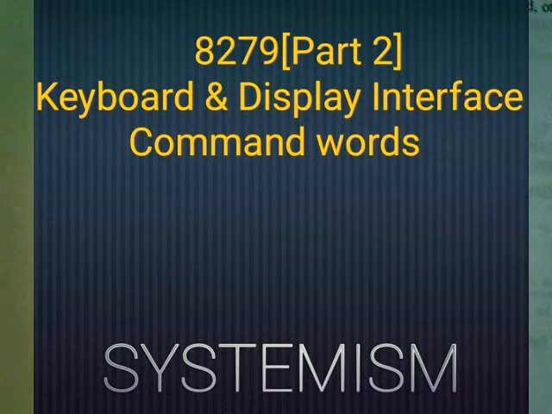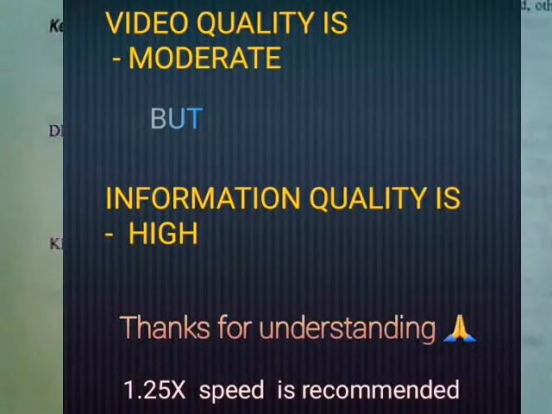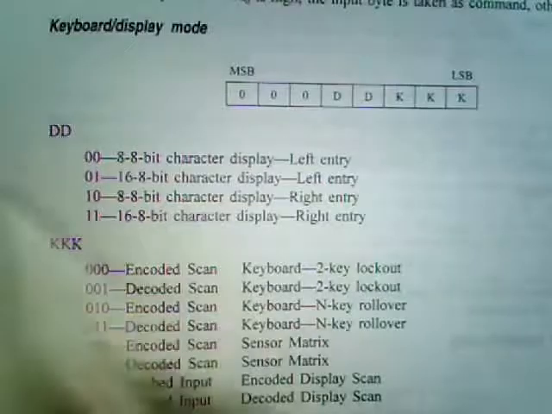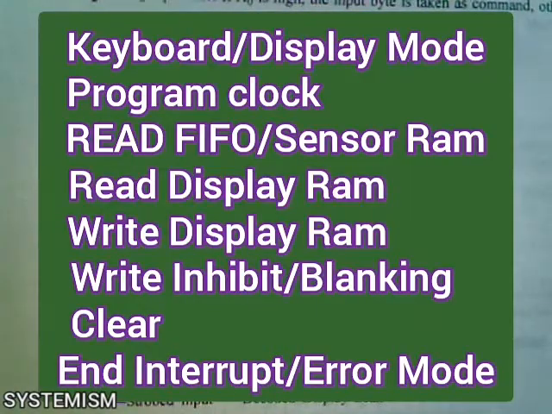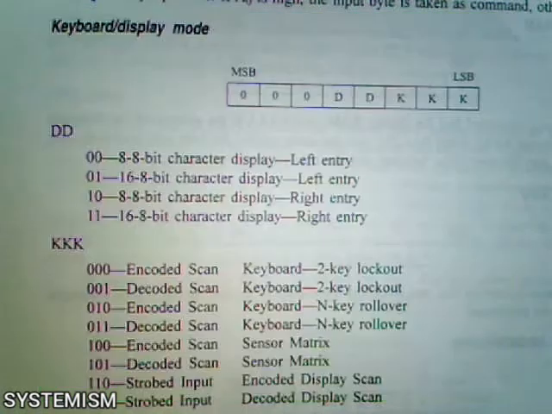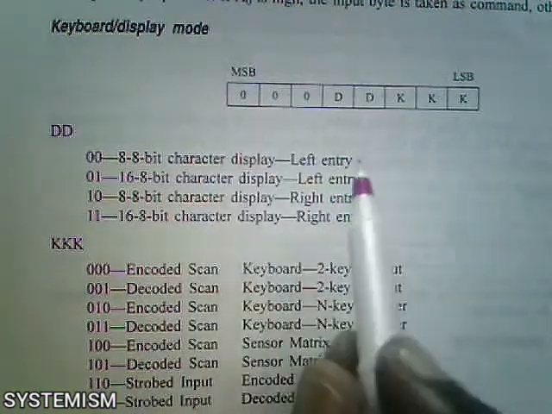We have eight command words in our 8279. So what are these eight command words? They are the keyboard display mode command word, program clock command word, then read FIFO or sensor RAM command word, write display RAM command word, read display RAM command word, clear command word, then write inhibit or blanking command word, then interrupt end error mode command word. So these are the 8 command words of 8279. It's very easy. First one only will be large, other things are very easy.